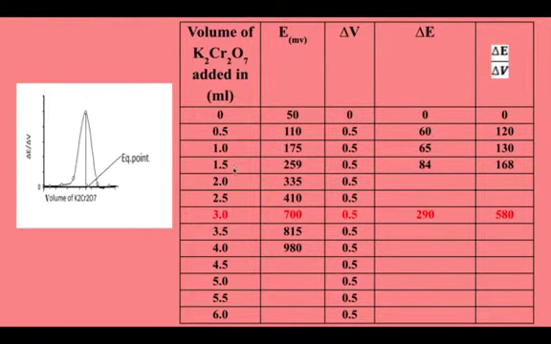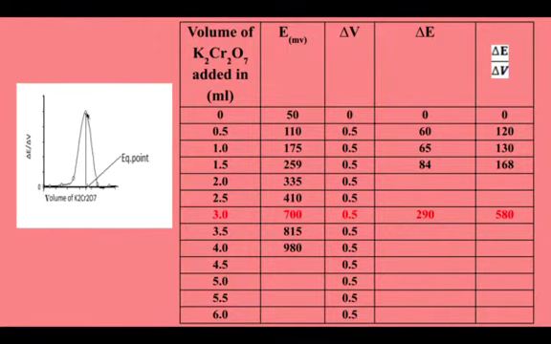Say for example, after 1.5 ml of addition, if you want to determine the delta E value, it will be this value minus the previous value. That will give you the delta E value for 1.5 ml. So like that, you have to find out the change in potential for each addition, after which you have to find delta E by delta V, and a graph is plotted with delta E by delta V against volume of potassium dichromate. And from the graph you can find the equivalence point.